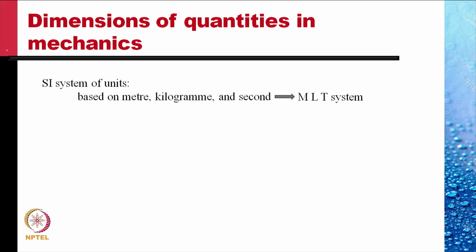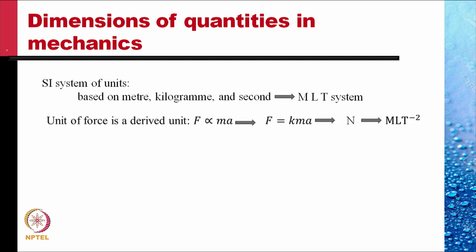This forms an MLT system. That is, the base quantities are mass, length, and time. In this system, the unit of force is a derived unit, and it follows from Newton's second law: force is proportional to mass times acceleration, which results in F = kma, where k is a constant. In the SI system, k is taken to be non-dimensional with value 1. So the force is equal to ma.